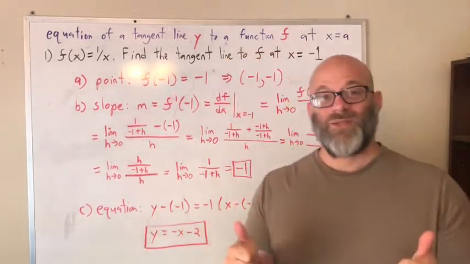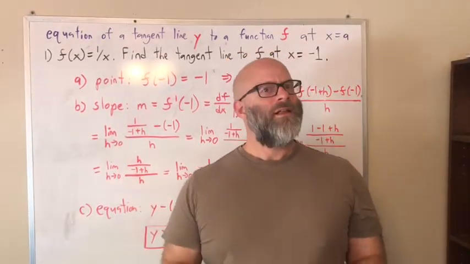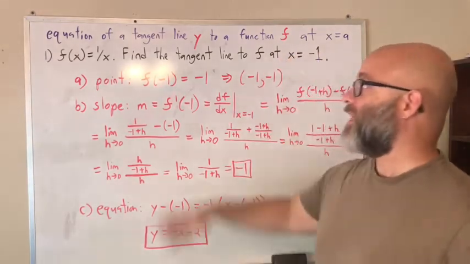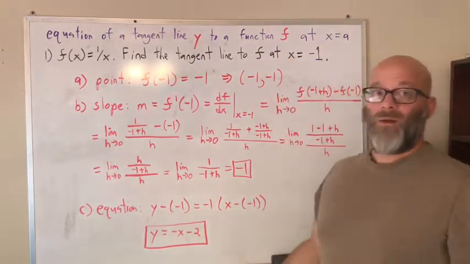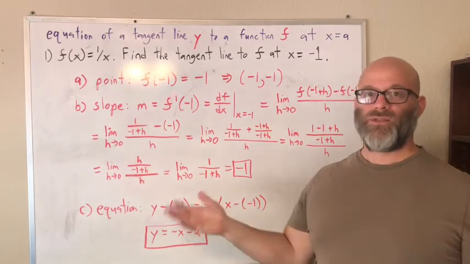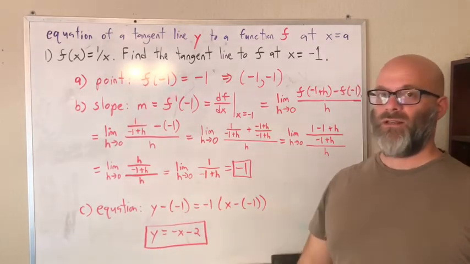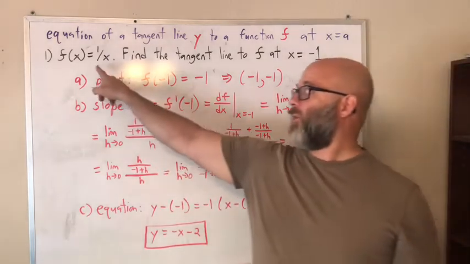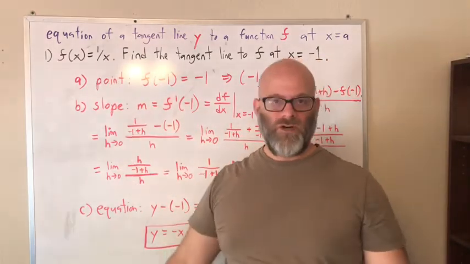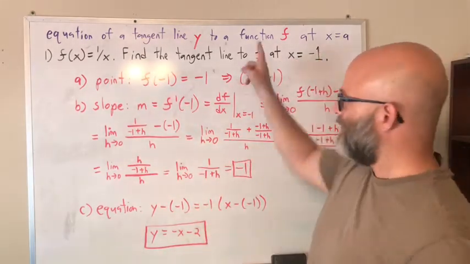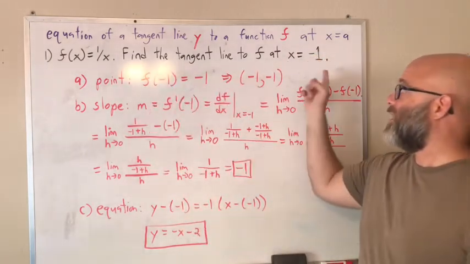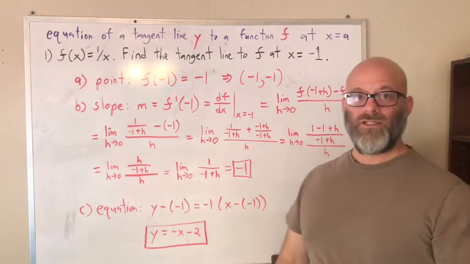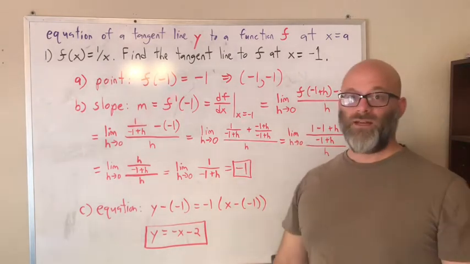All right, honors calculus, we want to look at another example. So let's remind ourselves what we're doing. We're finding the equation of a tangent line y to a function f, where at the independent value x equals a. That's what we're doing conceptually. What kind of function do we have for f this time? A reciprocal function. You know what the graph looks like. It's like this and like this, right? So we want to find the tangent line to the reciprocal function at x equals -1.